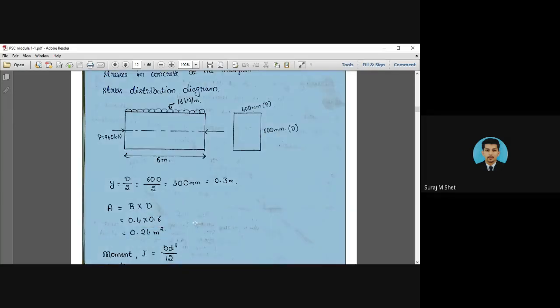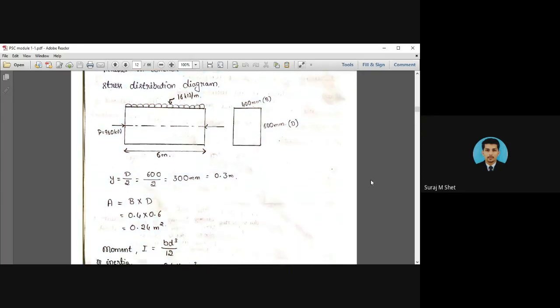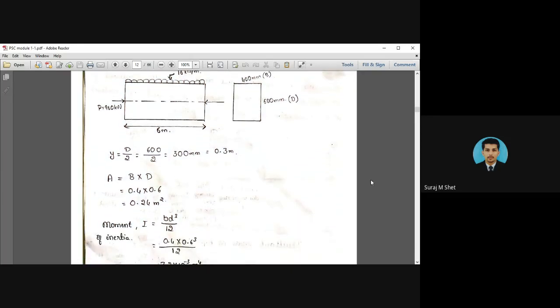After this, how to calculate the moment of inertia? Remember, for module 1 to module 5, whatever you are calculating, the moment of inertia is only for rectangle. That's why you have to remember the formula for moment of inertia. For a rectangle it is equal to bd cube by 12. This is the standard formula we are using in pre-stressing. If they ask, the moment of inertia formula for rectangular section is equal to bd cube by 12.